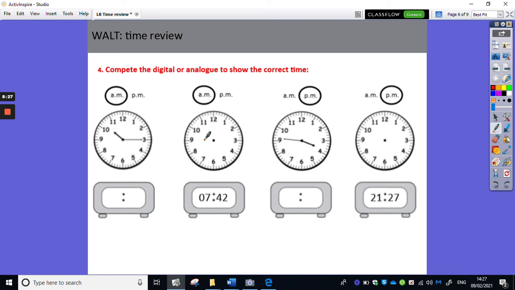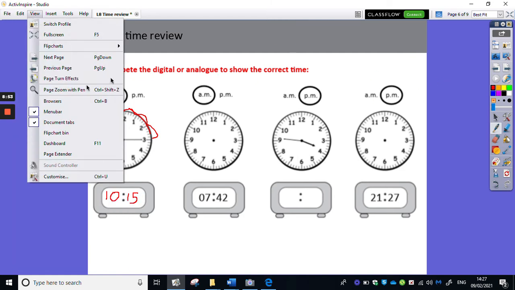Okay, let's have a look together then. So as we spoke about before, the first one I know is AM, and 10 o'clock in the morning is going to be the same. So that is 10. 10 o'clock is my hours. And then I need to count my minutes. 5, 10, 15. It's quarter past. It is 15 minutes past. So that's what it looks like in digital, 10:15.